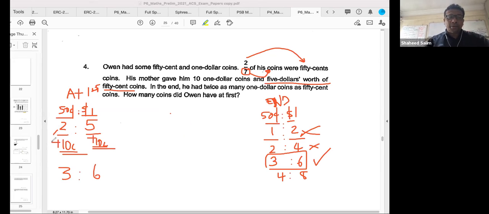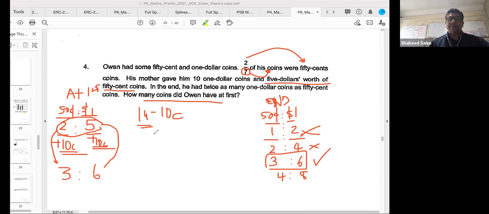So plus how many units? Plus 1 unit. Plus how many units? Plus 1 unit. So 1 unit is equal to 10 coins. Because the mother give 10 coins. So if 1 unit is 10 coins, at first got how many units? At first got 7 units. Well, you want how many coins at first? 2 plus 5, 7. 7 units, 10 times 7, 70 coins. And the answer is 70 coins.